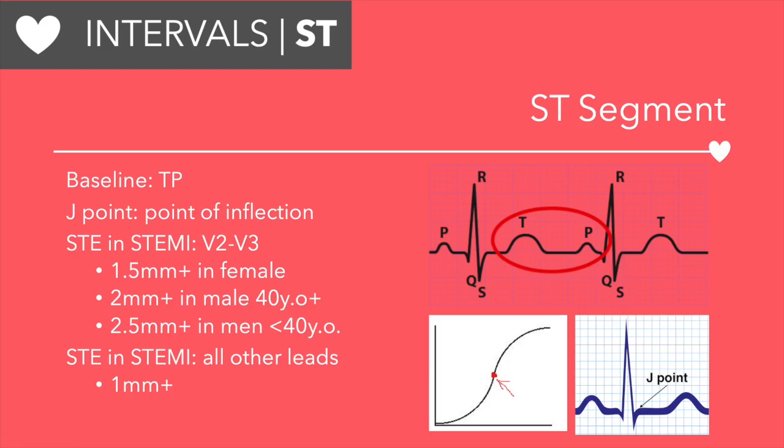The STEMI criteria for ST elevation in V2 and V3 are as follows: 1.5 millimeters or more in females, 2 millimeters or more in males 40 years and above, or 2.5 millimeters or more in men less than 40. For all other leads, you just need ST elevation 1 millimeter or greater. As a reminder, to have a STEMI, you need ST elevation in 2 or more contiguous leads.